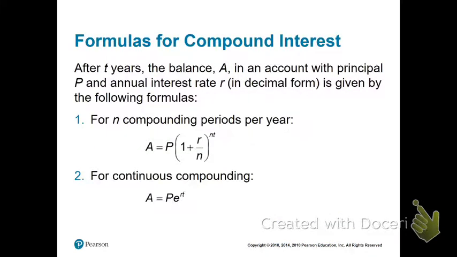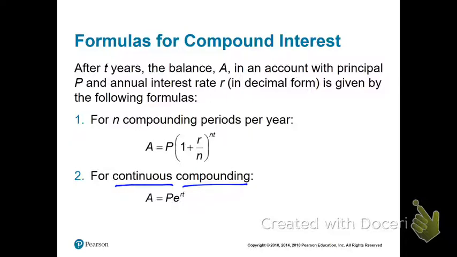All right, formulas for compound interest. After t years, the balance A in an account with principal P and annual interest rate r in decimal form is given by the following formulas. The first formula is when it has n compounding periods per year, and it's A = P(1 + r/n)^(nt). Number 2 is when it says continuous compounding, and it's A = Pe^(rt). I'll call that one PERT when I refer to it, just because it has P, e, and then rt.